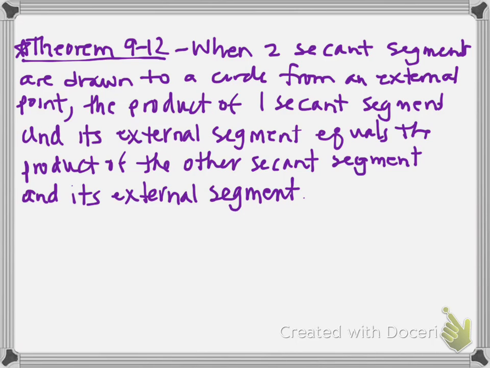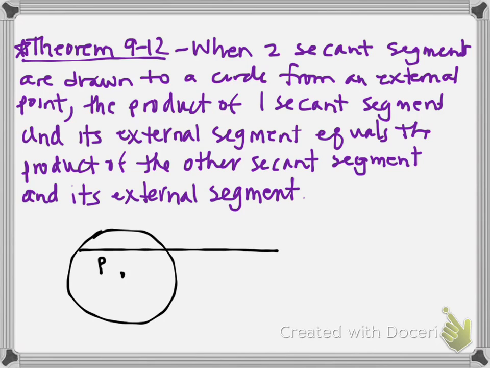Okay? So let's draw a picture of this one to understand what they're talking about. So we've got a circle, and we've got two secants. And remember, secants contain a chord inside the circle. So we'll call this part AB. We'll call this part CD. And we'll call this point X.